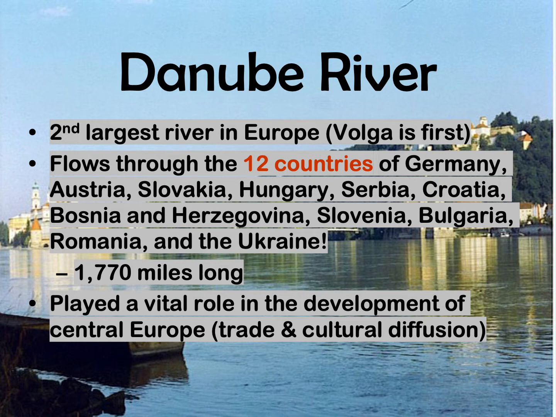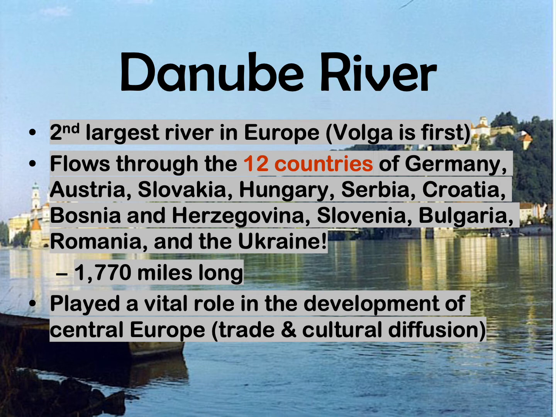Now the Danube River. It's going to be the second longest river, or largest river, in Europe. The Volga is going to be the first. And it flows through 12 countries. Those countries are Germany, Austria, Slovakia, Hungary, Serbia, Croatia, Bosnia and Herzegovina, Slovenia, Bulgaria, Romania, and the Ukraine.